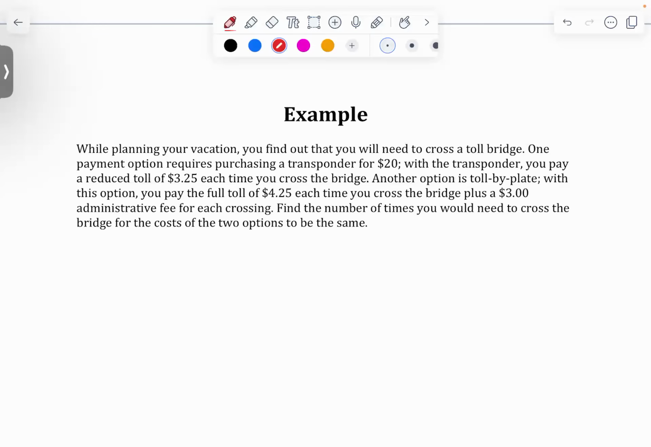While planning your vacation, you find out that you will need to cross a toll bridge. One payment option requires purchasing a transponder for $20. Okay, so already I see I have multiple payment options here. So let's call this one option one: purchasing a transponder for $20.